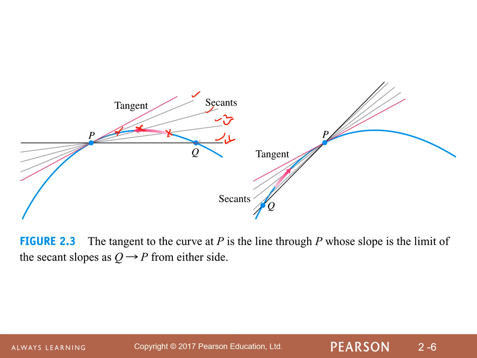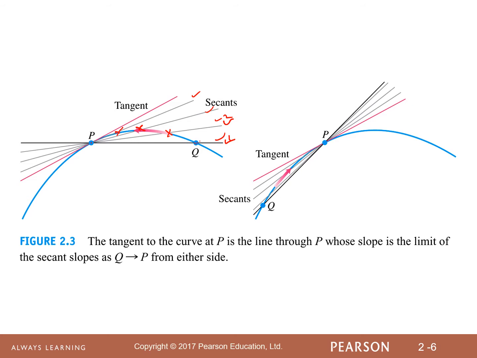When Q came to P, what happened? How many places where the function crosses? 0. It doesn't cross. It just touches from the outside. Touches it and goes, right? That's called the tangent, right?